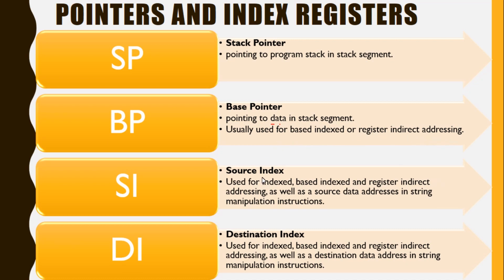Source index, as its name says, gives the index of the source, used for indexed, base indexed and register indirect addressing, as well as a source data address in string manipulation instructions. And DI, destination index, is used for indexed, based indexed and register indirect addressing, as well as a destination data address in string manipulation instructions. So now next come the flag registers.